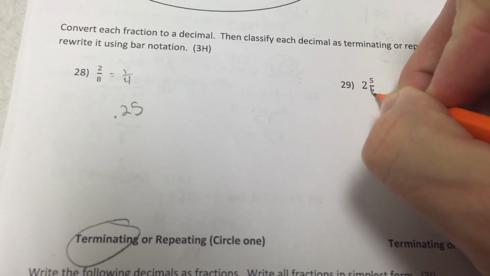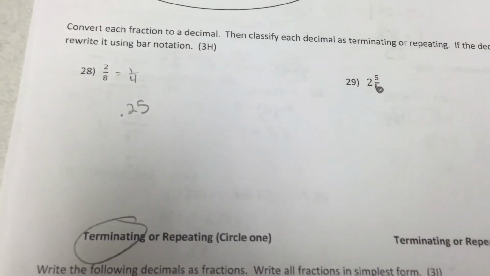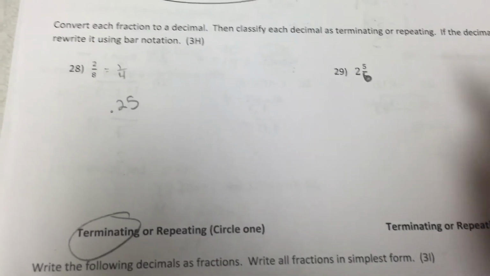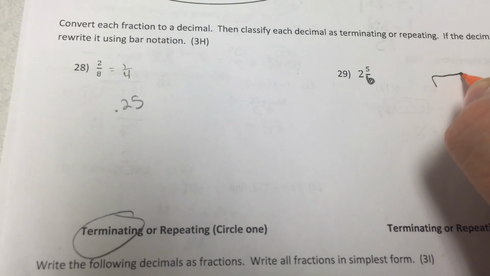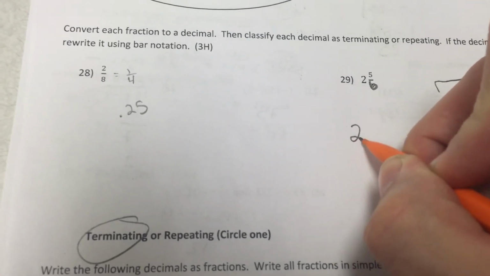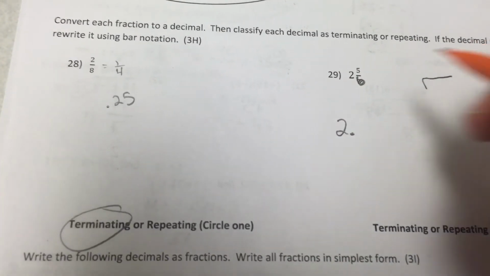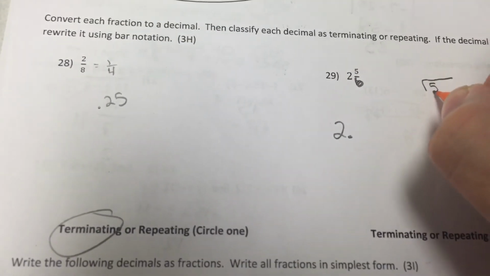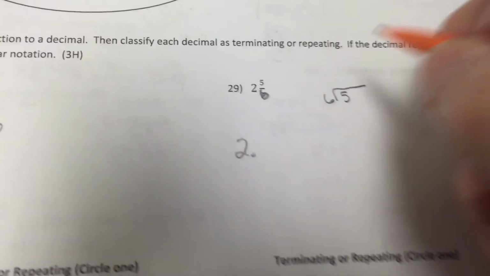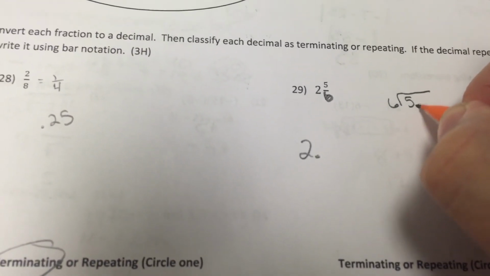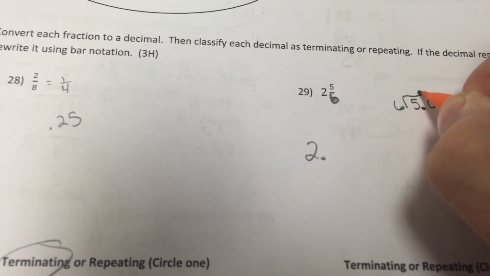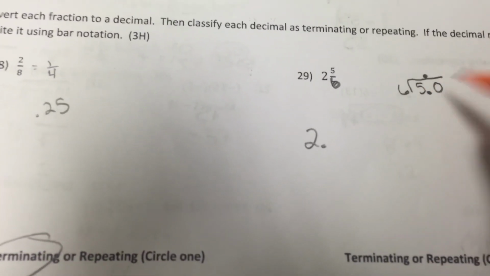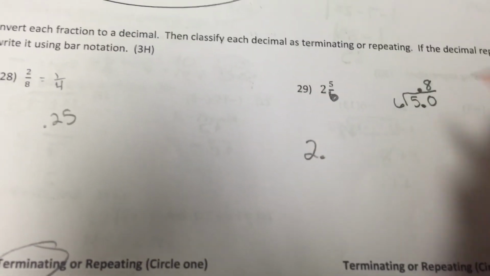So if we change this to 5/6, 2 and 5/6. I don't know 5/6 off the top of my head, so what I can do is a little long division. I know I'm going to have 2 point something because I had 2 wholes here. Those 2 wholes will stay the same. I'm going to do 5 divided by 6. 6 does not go into 5, so I add my decimal and a 0. I'm going to bring my decimal directly above it. Now I can just look at the numbers. 6 goes into 50 8 times.